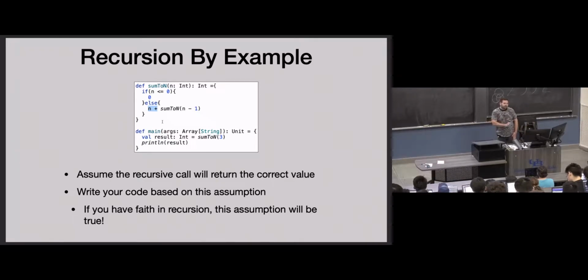So if my assumption is correct, that sum to n of n minus 1 returns 1 plus 2 plus 3 plus 4 plus all the way up to n minus 1, and I add n to all that, I have the values from 0 to n, the sum of all those values. So as long as this does, in fact, do what it's supposed to do, I'm going to plus n and return. And as long as we have faith in recursion, everything works, and we're done.